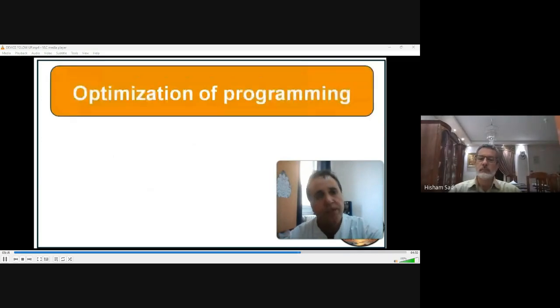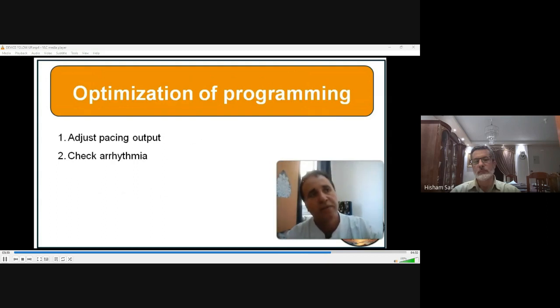And finally, the last step is to optimize programming by adjusting pacing output, so we can improve device longevity. By checking arrhythmia, we can use stored EGM to confirm the accuracy of arrhythmia diagnosis, and to determine the patient's atrial arrhythmia burden.